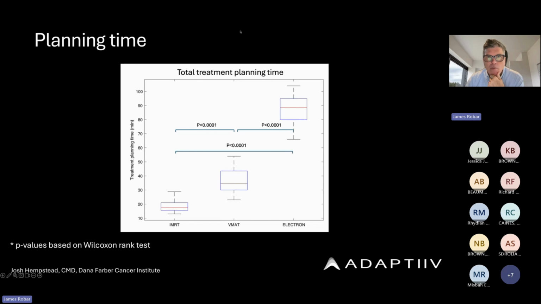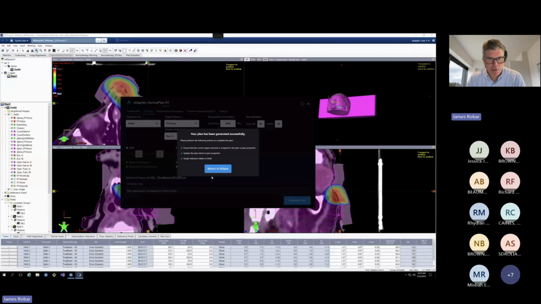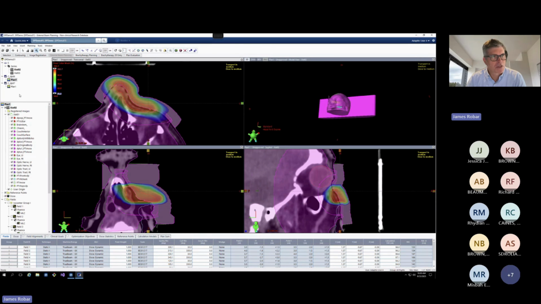Okay, how are we doing back at our Eclipse workstation? Let's jump back over there. Our T-box. Yep, the plan complete. This plan, 2-arc VMAT, completed in about 3.5 minutes. We'll close this and drag in our new plan.